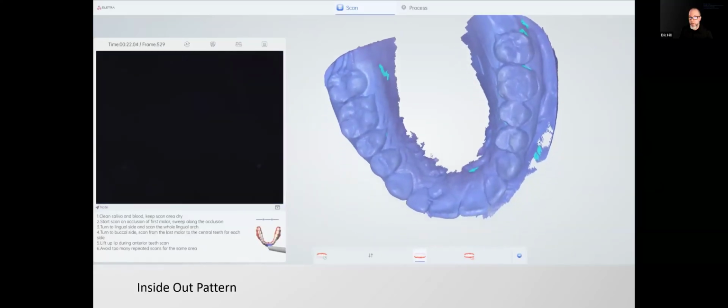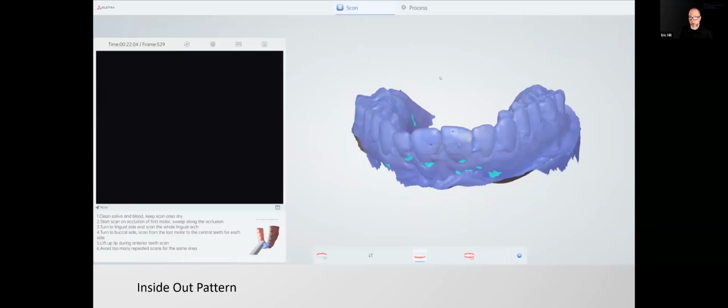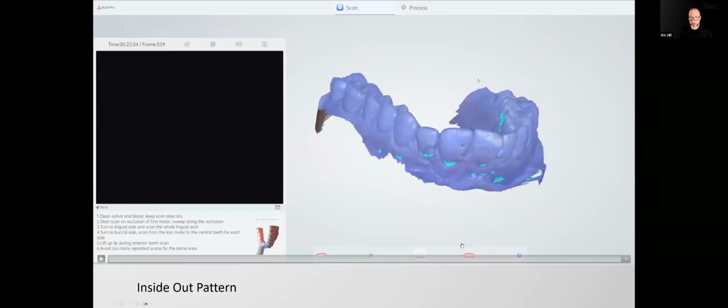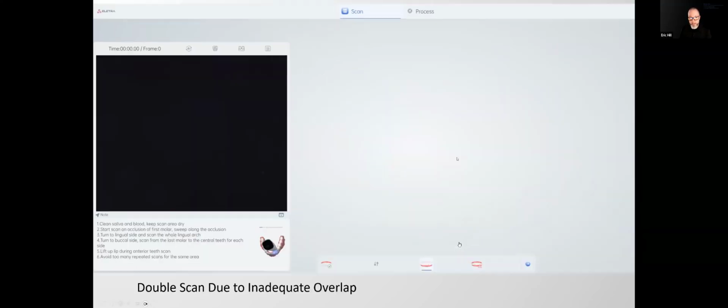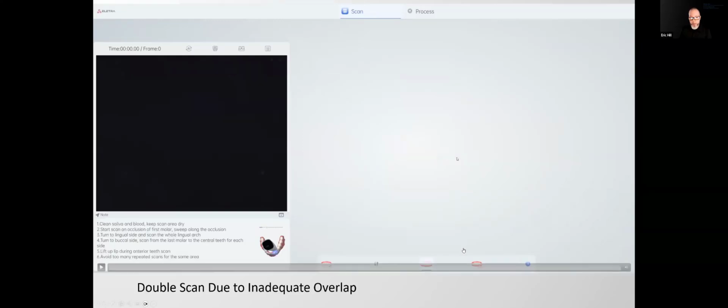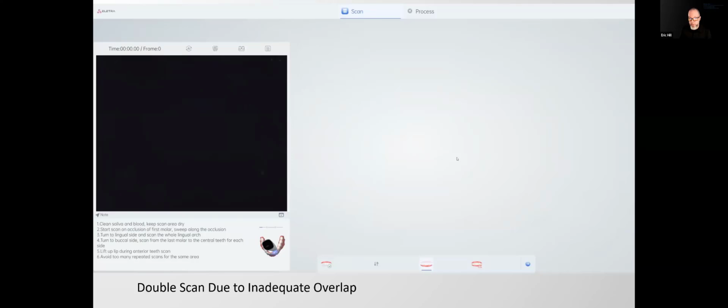So 20 seconds or so to scan this in, and that worked out fine. I'll go back and fill in those areas here. But on the next slide, this is exactly the same scan pattern. And what can happen here, and it can happen in other scenarios as well, is that if you're not overlapping the previous scan, maybe 25 or 30%, you can get what's called a double scan.